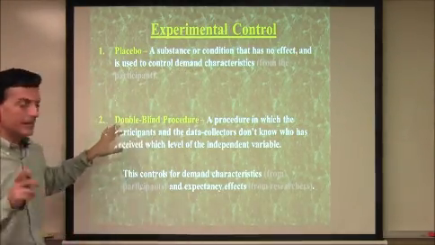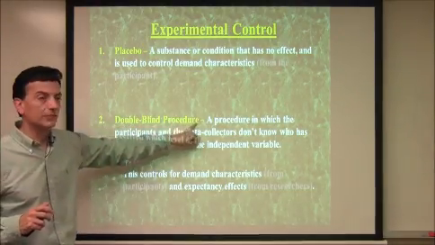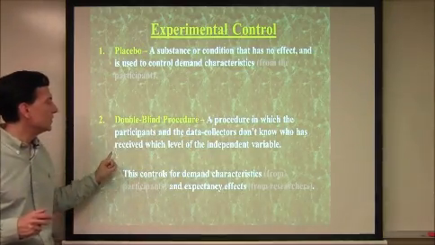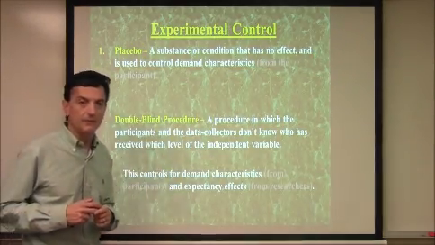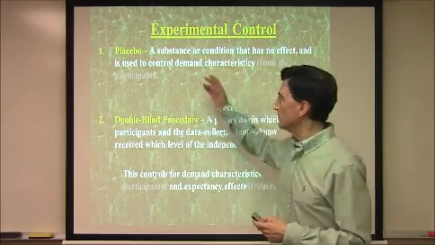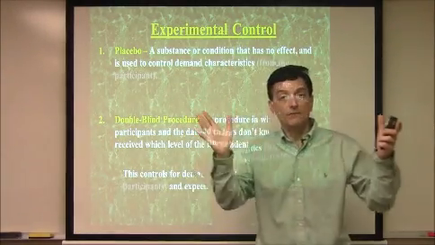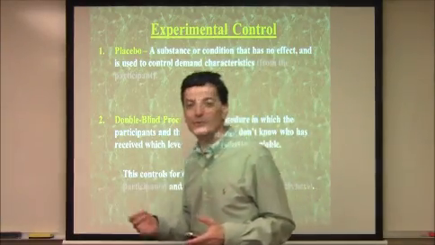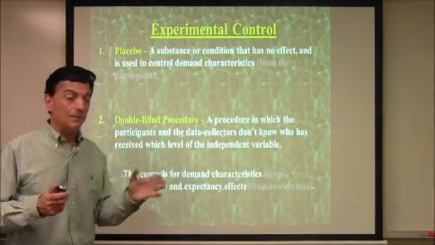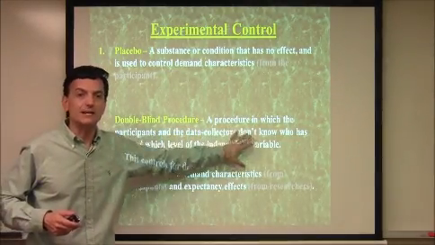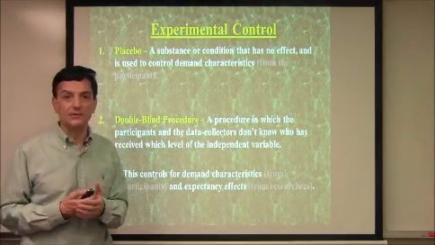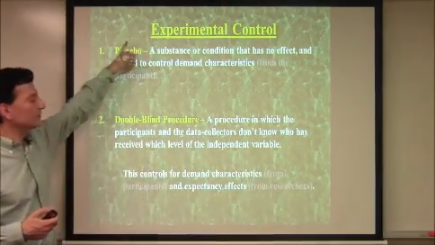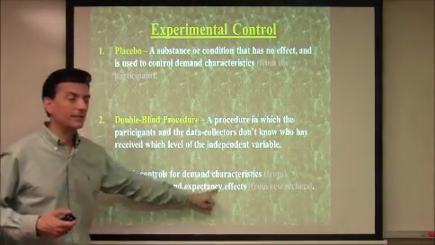A related idea, but not exactly the same idea, is this double-blind procedure, a procedure in which the participants and the data collectors don't know who's received which level of the independent variable. So not only is it the case that the participants don't know whether they've received, for example, a real Coke or a real Pepsi versus a decaffeinated Coke or a decaffeinated Pepsi, but also the people who are collecting the data and making the behavioral observations don't know. And what's nice about this is it controls for demand characteristics, as was true for the placebo. It also controls for expectancy effects.